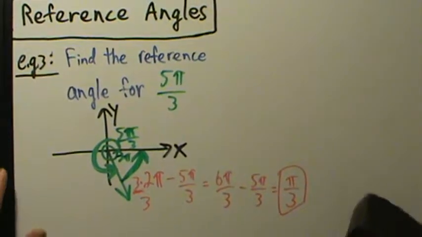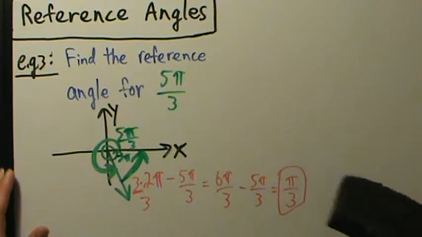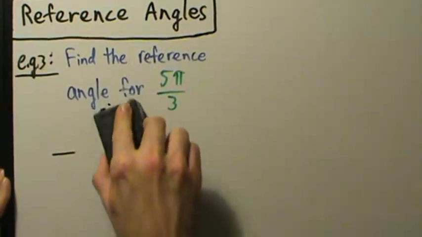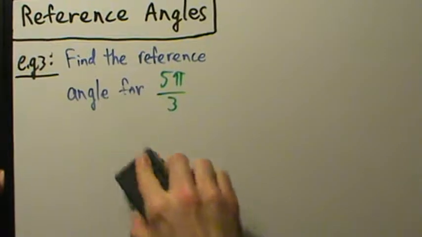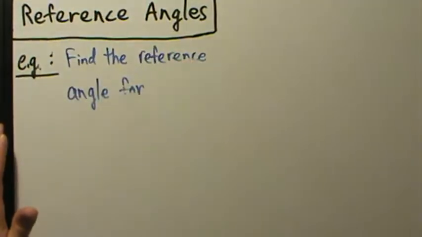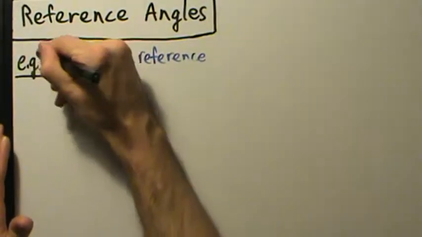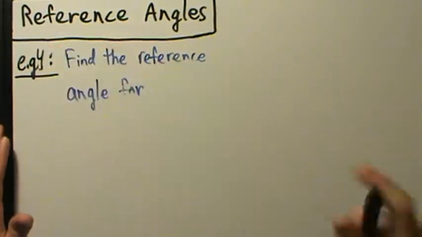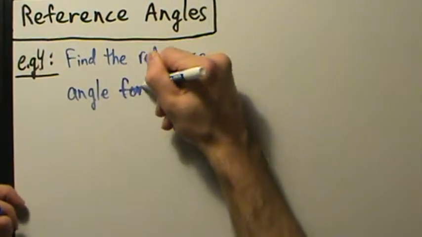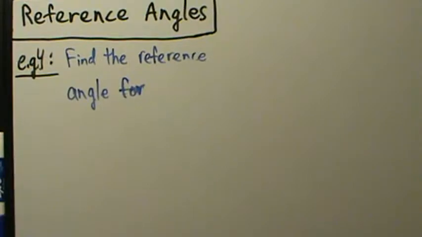Okay, so that's one example in quadrant 3, one in quadrant 2, one in quadrant 4. Let's do one in quadrant 1 real quick, even though it's not really anything. Because remember, if you're between 0 and 2 pi in quadrant 1, then the reference angle is just itself. But just to be thorough, we'll just show that real quick. Okay, so find the reference angle for, let's say, pi over 6.